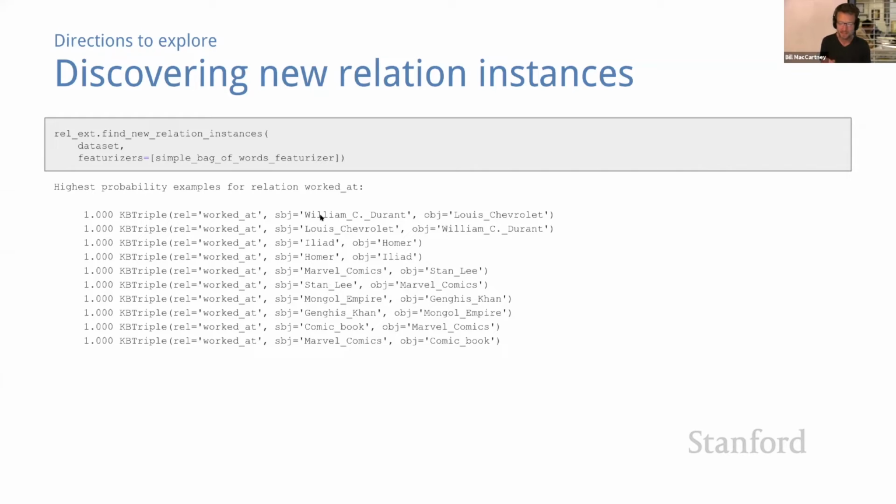Let me show you one more. This is the last one I'll show. These are results for the worked at relation. And here the results are more mixed. So we have Stan Lee and Marvel Comics. Sure, if you can say that Elon Musk worked at Tesla Motors, then you can say that Stan Lee worked at Marvel Comics. And while we're at it, Genghis Khan worked at the Mongol Empire. Sure, why not?